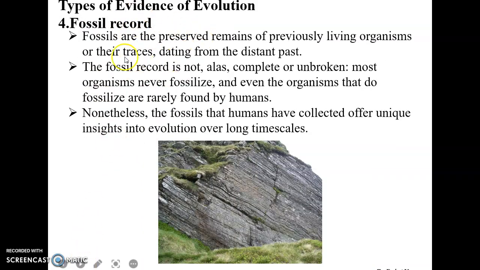Another evidence of evolution comes from the fossil records. Fossil records are basically the best evidence for the process of evolution. Fossils are preserved remains of previously living organisms that date from the distant past. Fossil records are not complete or unbroken. Most organisms never fossilize, and even the organisms that do fossilize are rarely found by humans.